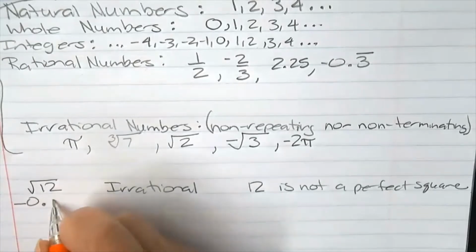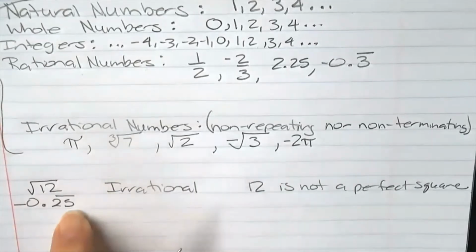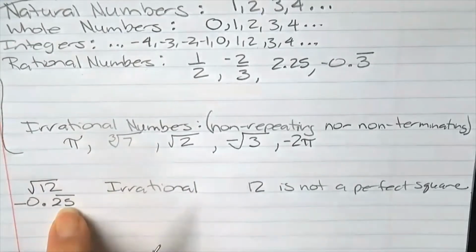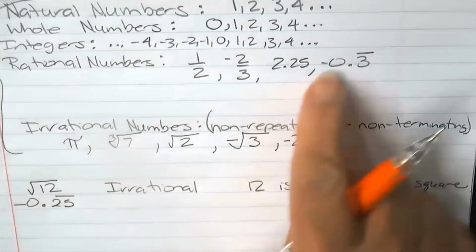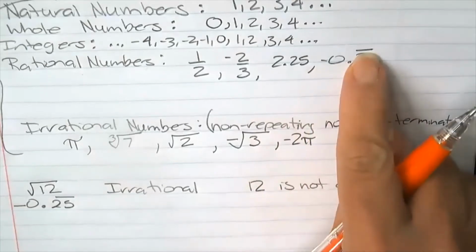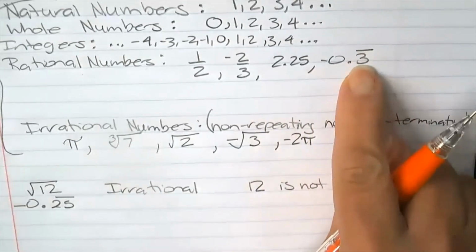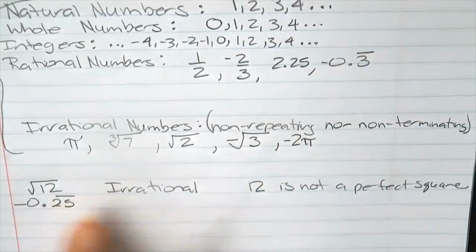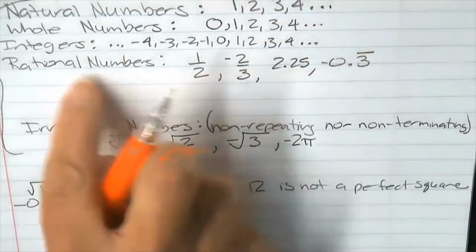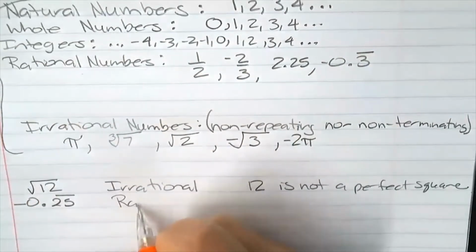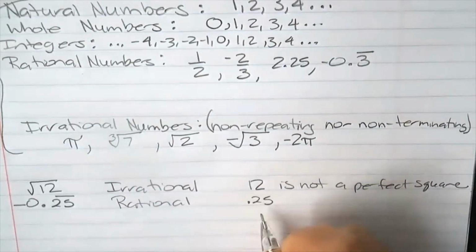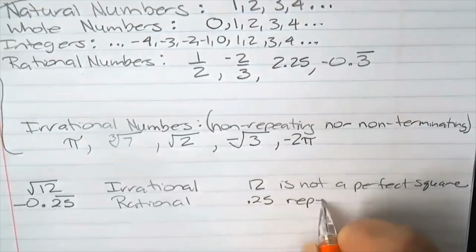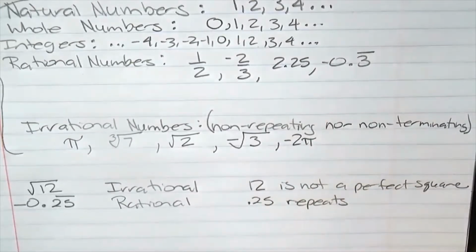Negative 0.25 that repeats. So this is a negative decimal, and it repeats. The 0.25 repeats. So this is a rational number. Why? Because the 0.25 repeats. It's a negative decimal and the 0.25 repeats.